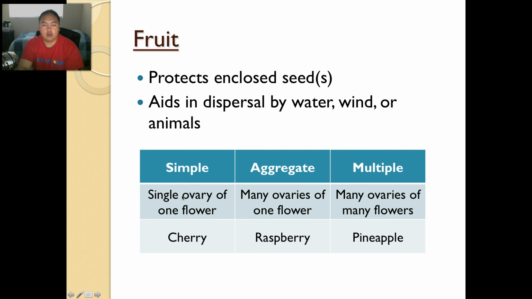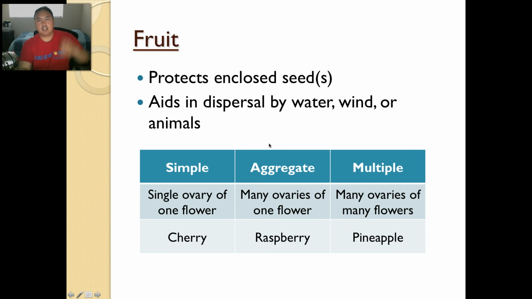Simple is 1 ovary makes 1 flower, like a cherry. Aggregate means you take many ovaries of the same flower to make a fruit, and one example is a raspberry. And then if you take many ovaries from many flowers, that's when you get what they call multiple, which is an example of a pineapple.